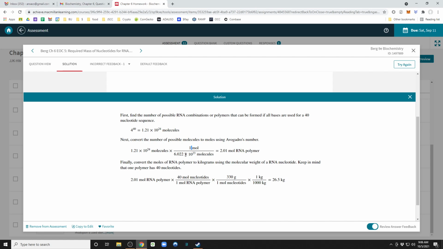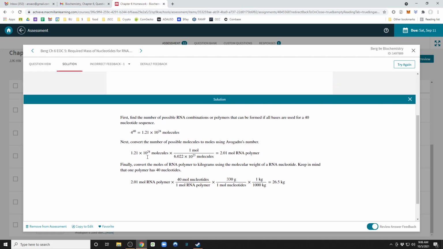6.022 times 10 to the 23rd molecules, we'll divide that. We'll get a number that is ones place because we have 10 to the 24th over 10 to the 23rd. In this case, it'll end up being 2.01 something moles of RNA polymer. Don't forget, you should never round like I'm showing you here. I just don't want to write out these long numbers. You should always leave the number in your calculator so you don't get rounding errors. Okay, so we have the moles of the RNA polymer.